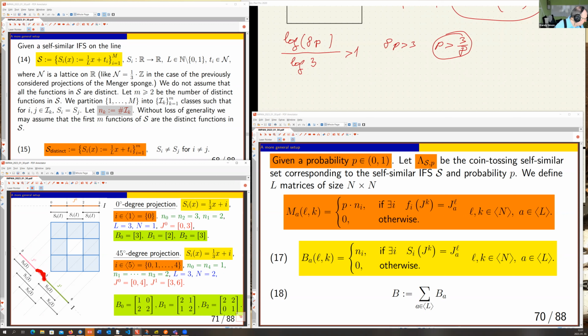Just a moment, I need to wait. Yeah, so this little interval is the image of this interval, which is over there. I need to wait until you see it. Now you see it, I hope.